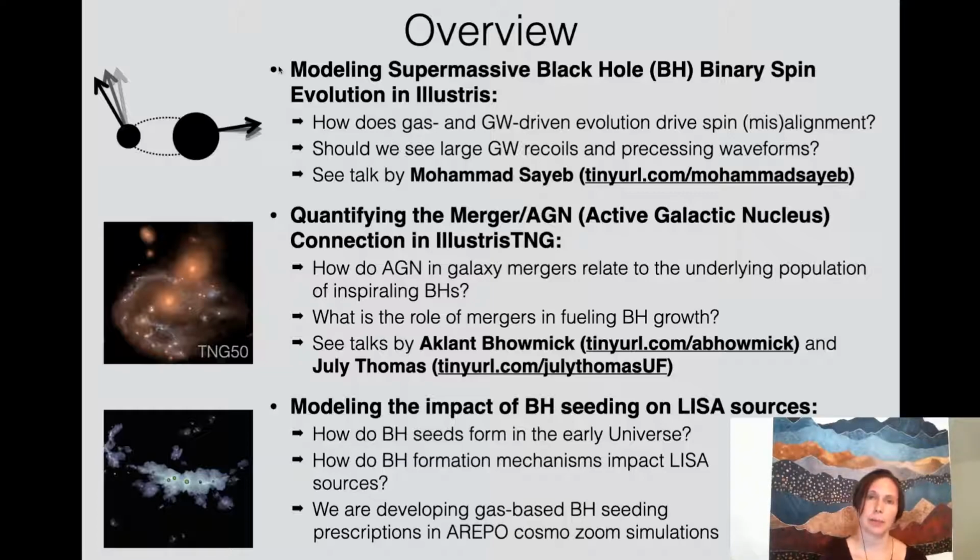And then the third topic I'll address is the impact of black hole seeding on LISA sources. So we don't know how black holes form in the early universe, and this is thought to have important implications for the LISA population that we observe. And so we're currently developing gas-based black hole seeding prescriptions for AREPO cosmological zoom simulations to address this question.